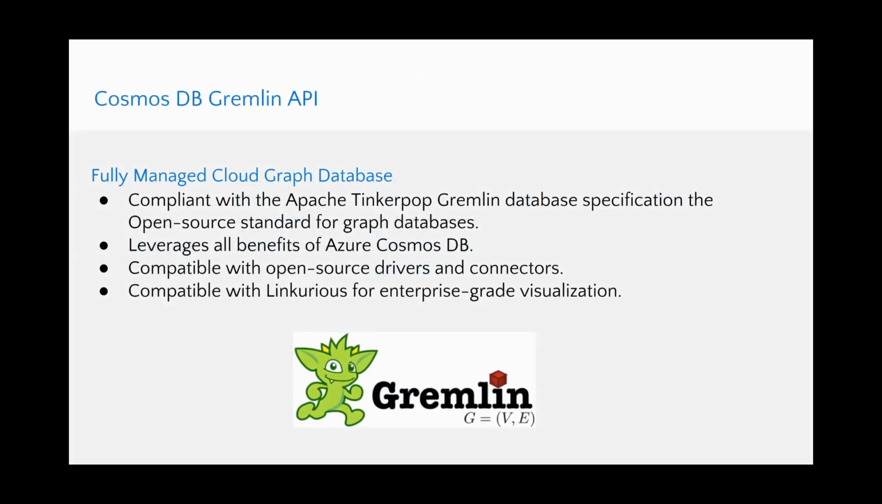In this particular webinar, Jean will use Gremlin API to talk directly to Linkurious, and Gremlin API on Cosmos DB is one of the few fully managed cloud graph databases. This is completely compatible with the Apache Tinkerpop database standard, which is an open source standard that has been around ever since 2010. It contains all the benefits that we talked about before, and is compatible with open source drivers and connections using the open source standard Gremlin database language and all the Tinkerpop specifications for graph databases.